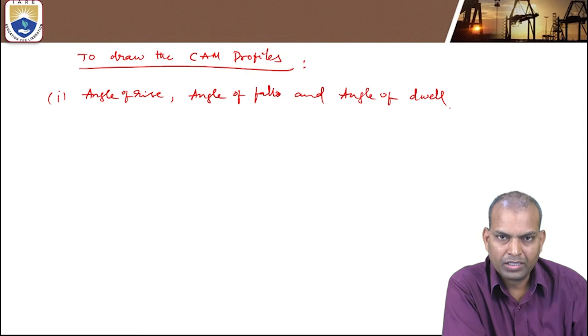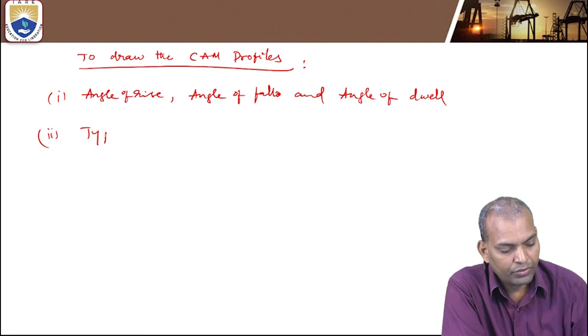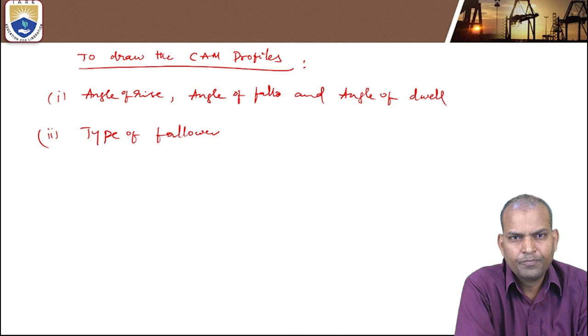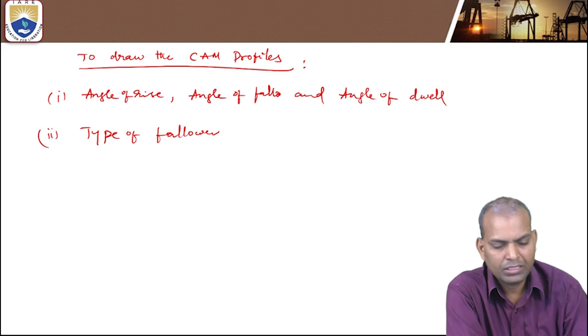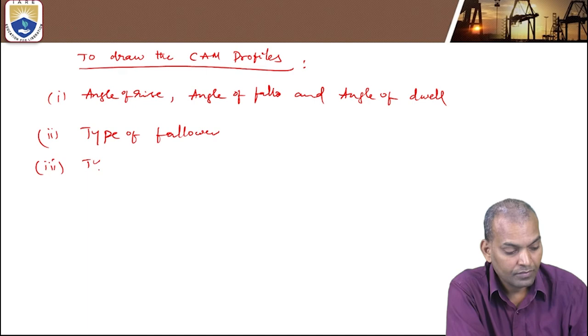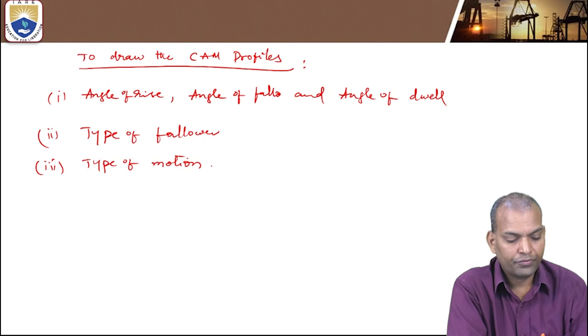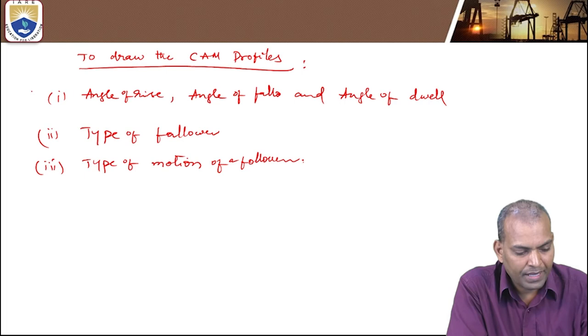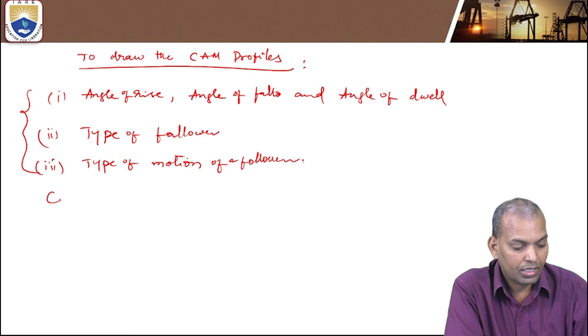Next, the type of follower. What is the type of follower? The follower is either a knife edge follower, roller follower, flat faced follower or mushroom follower. These are the types of follower. Next, the third input required is the type of motion of the follower. After knowing these three highly required parameters, only then can the cam profile be drawn.